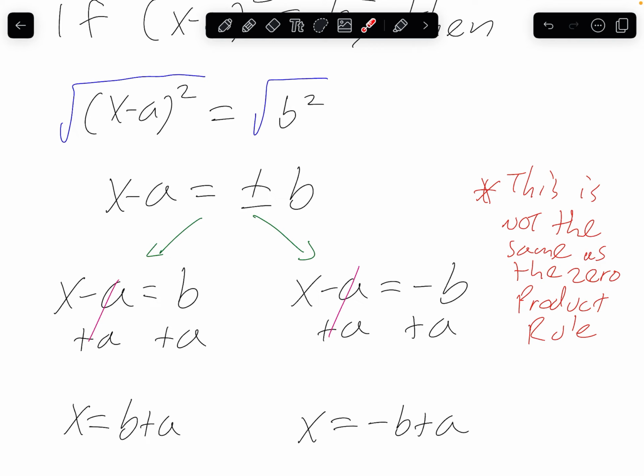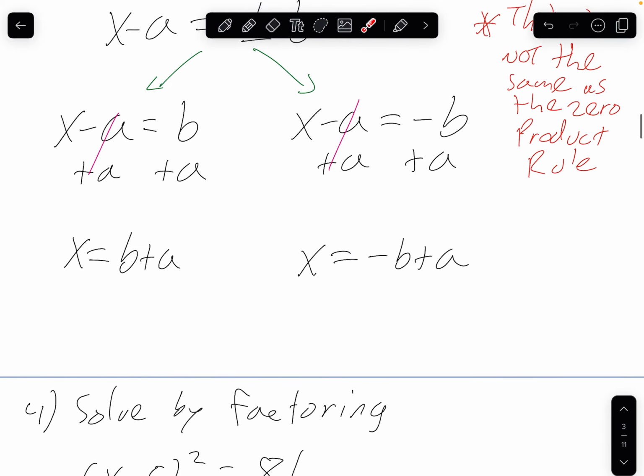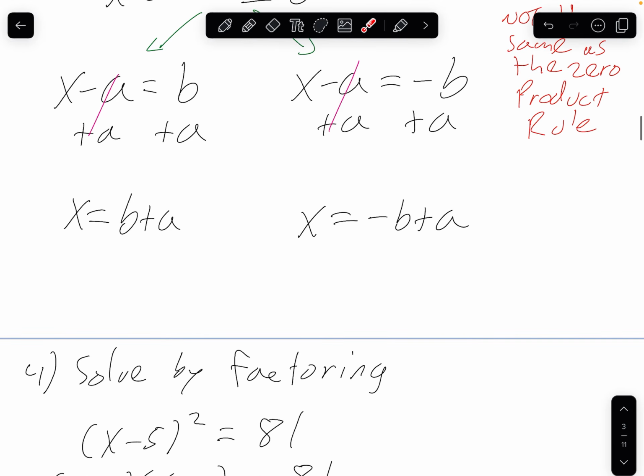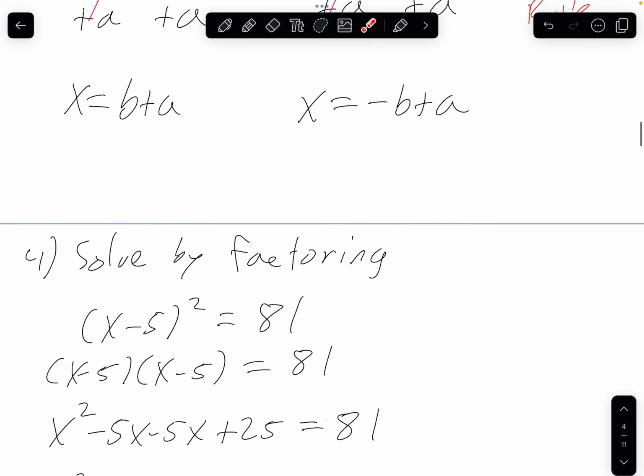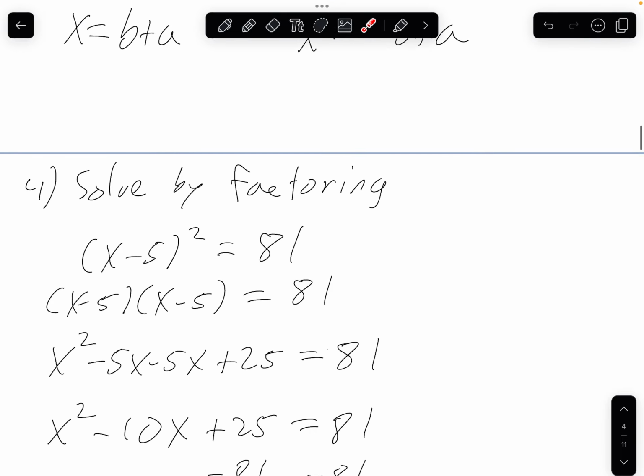So this is useful in very specific scenarios. Usually equations where x squared is by itself. This is useful. Something like x squared equals 100, or even something like x minus 5 to the second power equals 10 or 25 or something like that. Like this. X minus 5 to the second power equals 81.